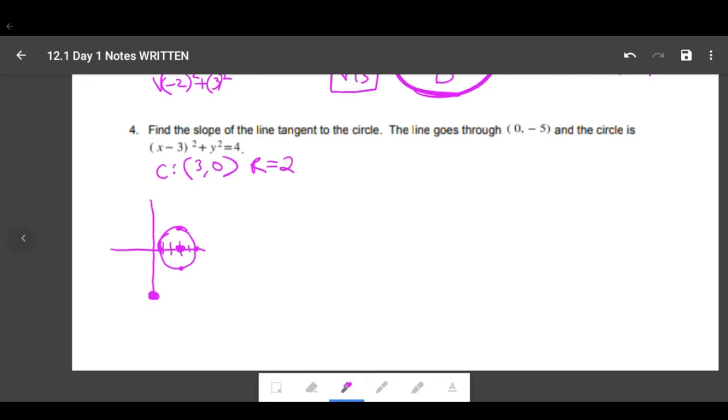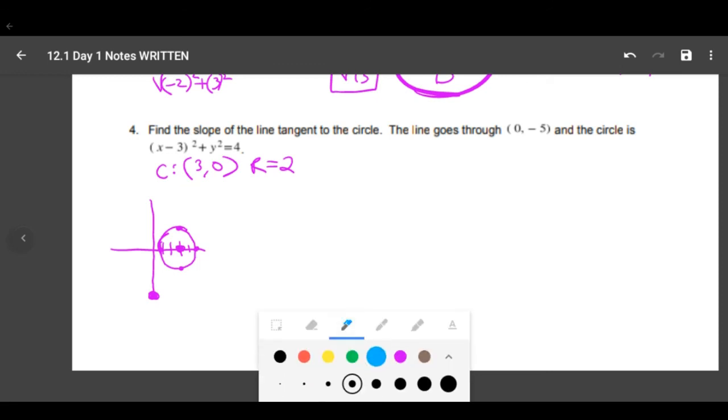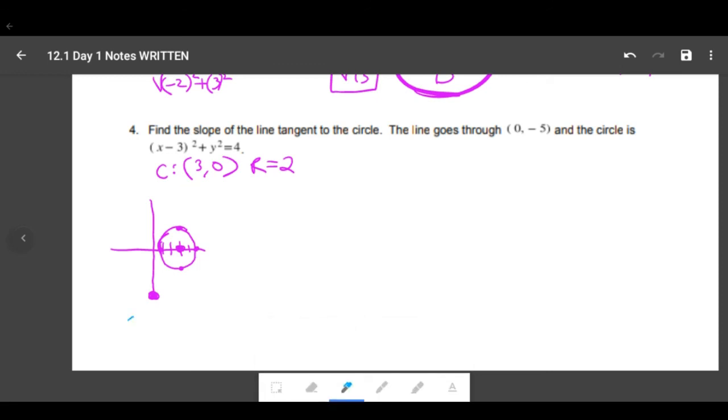And what we want to do, just to get an idea of what's going on, is our job is to find the slope of this line, because it's tangent. Remember tangent from geometry class or last year: tangent means that it just touches the circle at one particular point. So that line just touches that circle at that one particular point. Our job is to find the slope of that line.